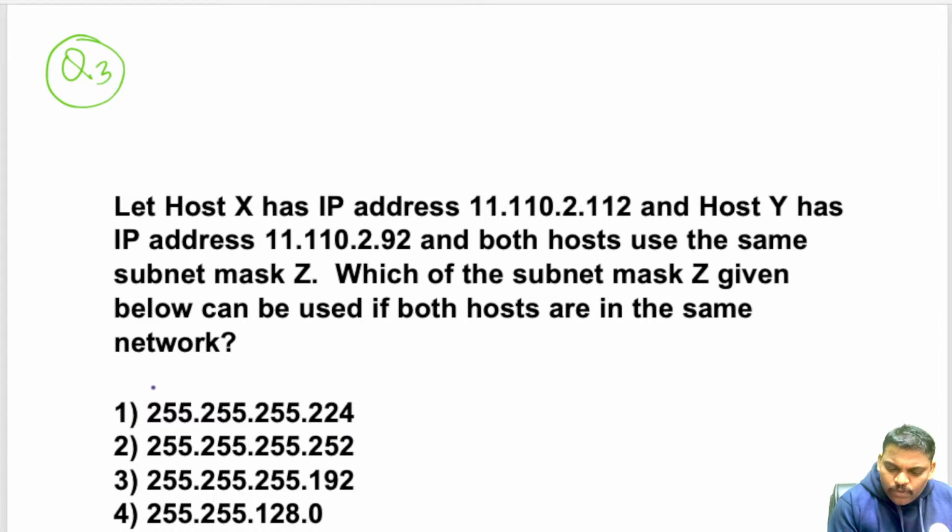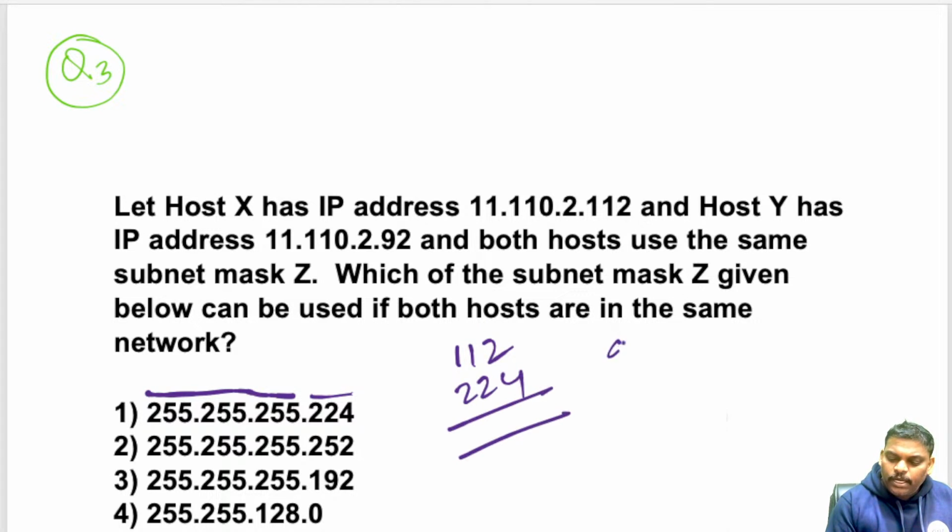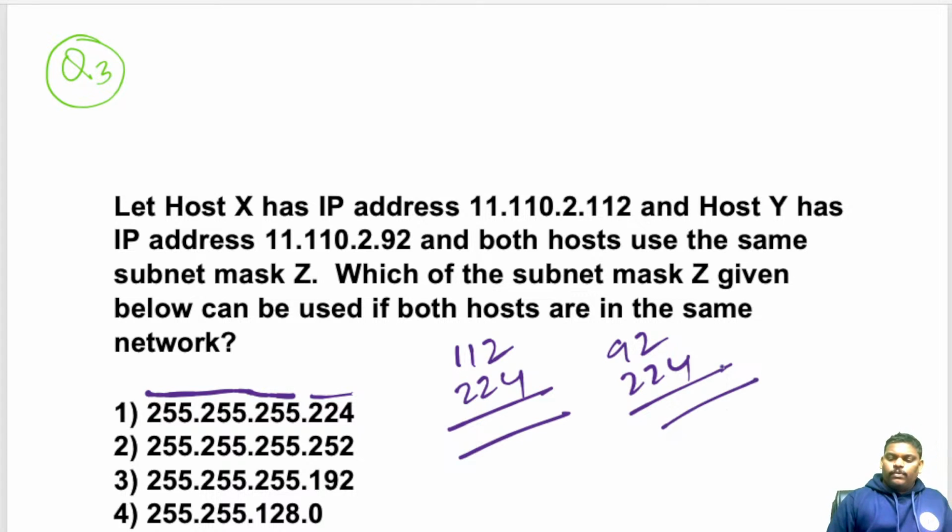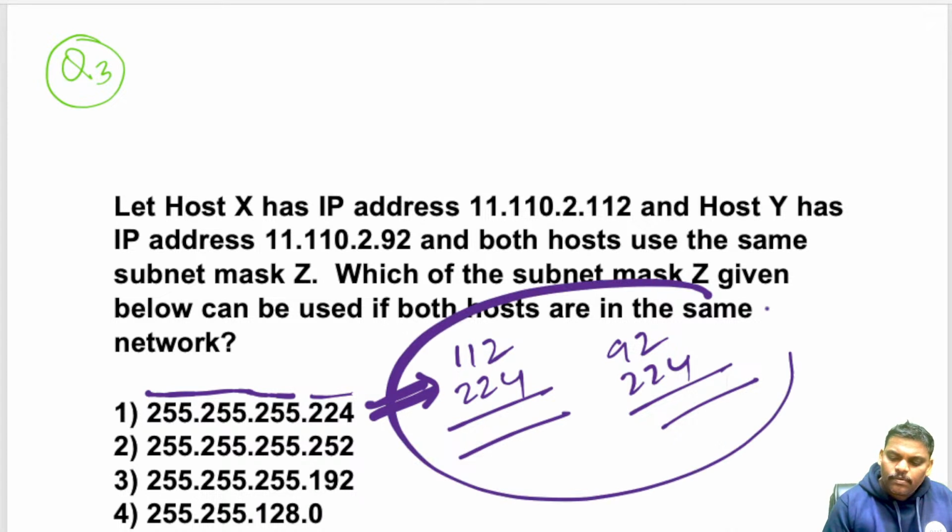If you go to the first one, the mask is 255, it's okay. Concentrate on the last one, 224. Can you help me now? 112, 224. Next one, 92, 224. This is option A. First option.